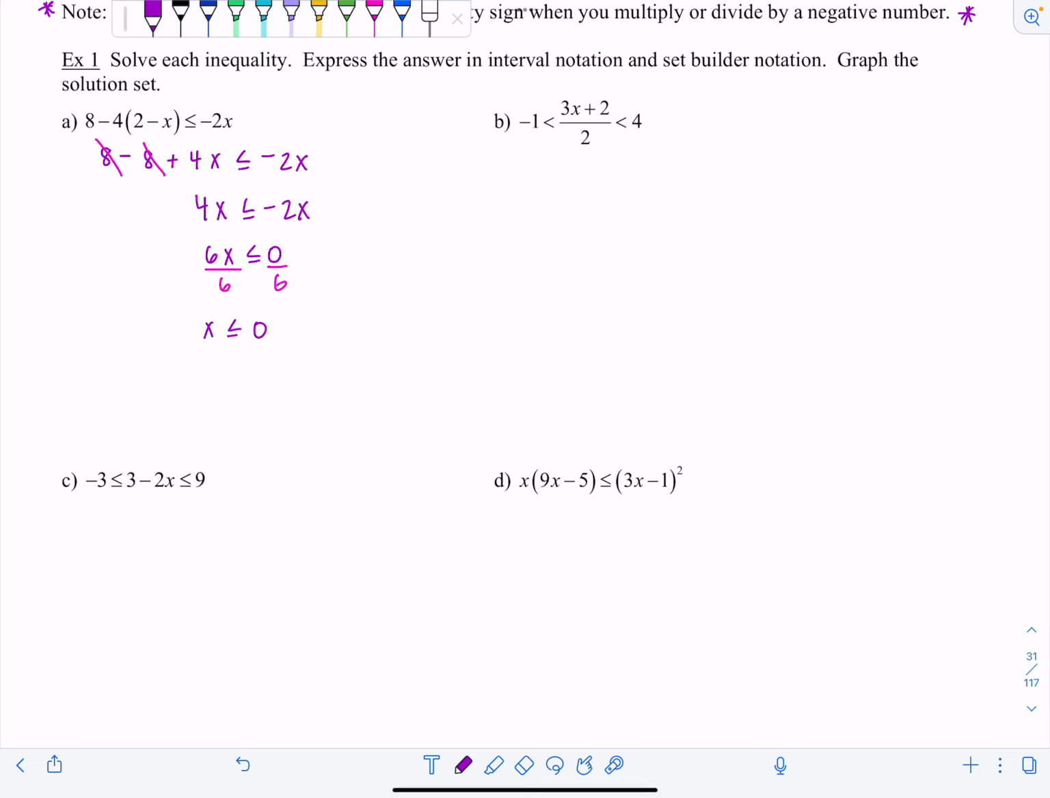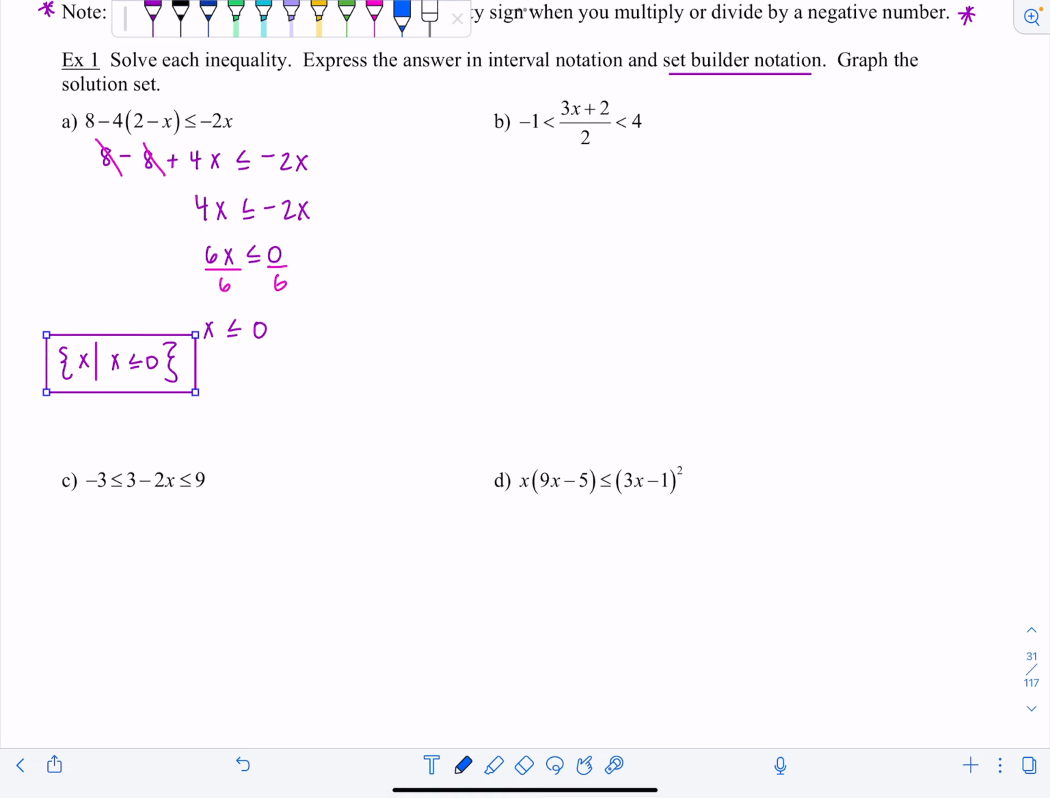It's 0. Okay, so basically that's our answer in set builder notation. The proper way to put it all together is you would say my solution set, declare your variable. In this case, it's x, and then you draw a vertical line. When you read it out loud, you say such that, and then you just plop your little inequality right there. So that's set builder.